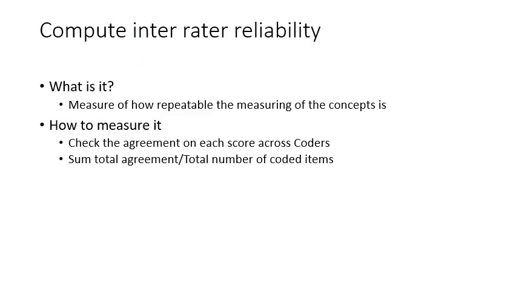So what is interrater reliability? It's essentially a measure of how repeatable this measuring of concepts via CAS, or content analysis, is. So we're just checking what happens if you do this over and over again. Will you come up with essentially the same numbers, or will you come up with very different numbers? If you come up with different numbers every time you do it, it's a bad thing. That means that this is not reliable, hence should not be trusted, right?